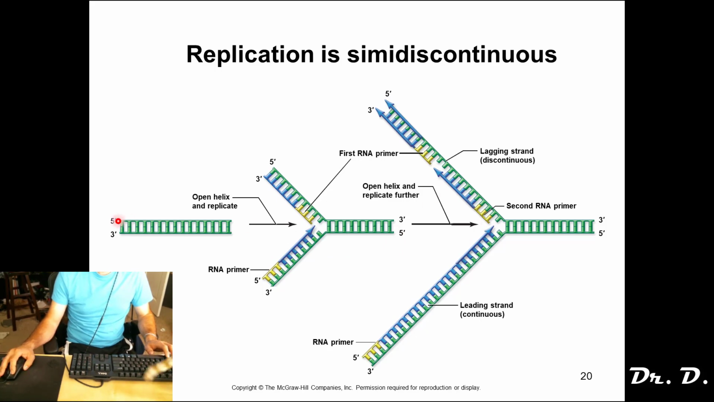Okay, so once you have unzipped the DNA, then you get to copy the DNA. And this happens in 2 different ways. It happens in one direction on one strand, and in the other direction on the other strand. So for this explanation on how the 2 strands of DNA get copied, I'll have to take you back to the board. Let's go back to the board.